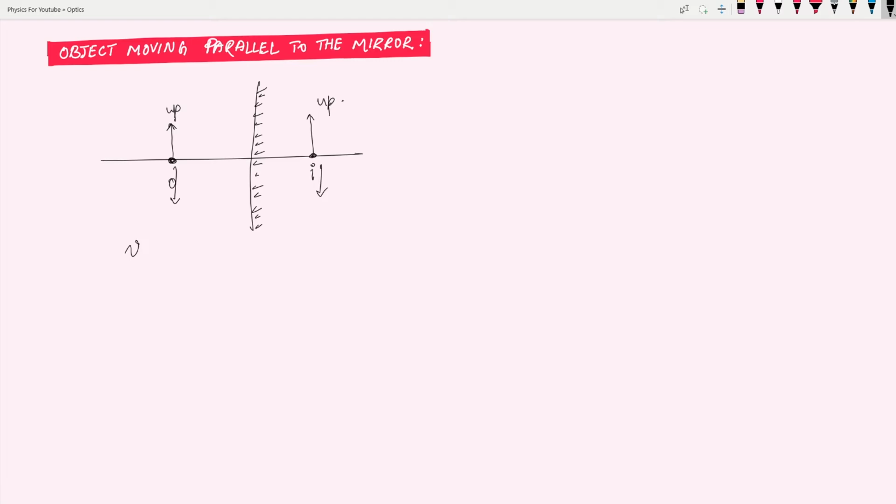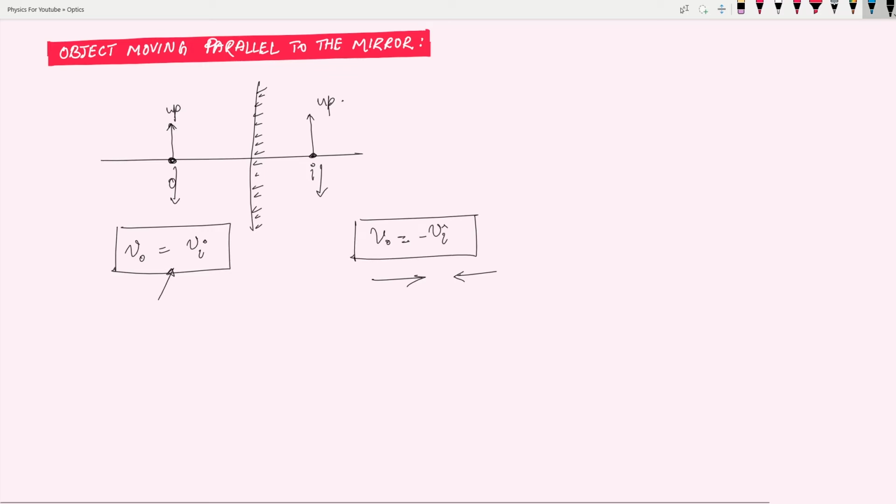So we can directly say that velocity of object is equal to velocity of image, and the direction is also the same. In the earlier case, we saw that VO is equal to minus Vi, that is the object is moving in the right hand direction and the image was moving in the opposite direction, so there was a minus sign involved. But here there is no minus sign because both the directions are the same. If the object is moving up, then the image will move up. If the object is moving down, then the image will also move down. Therefore there is no negative sign involved in this formula.